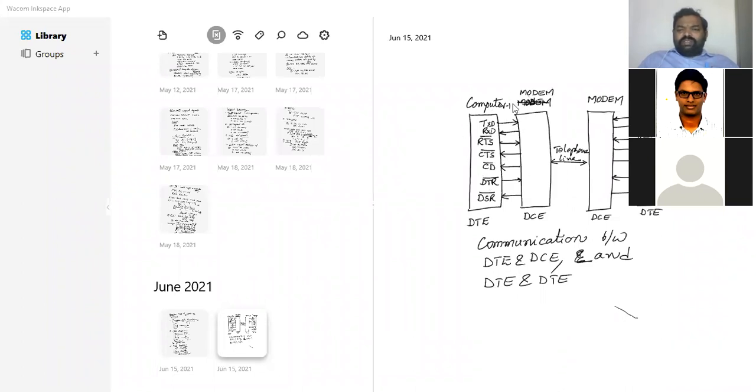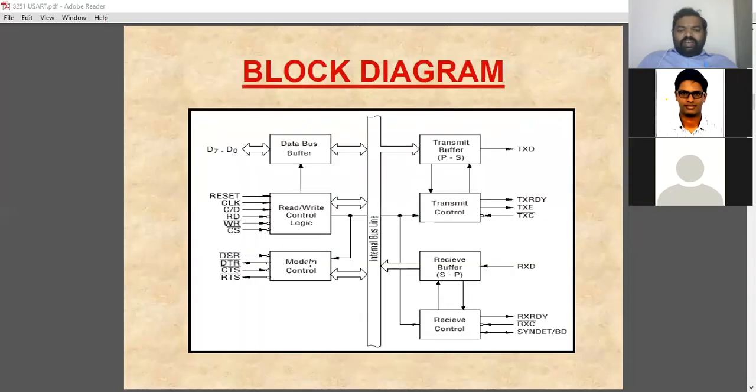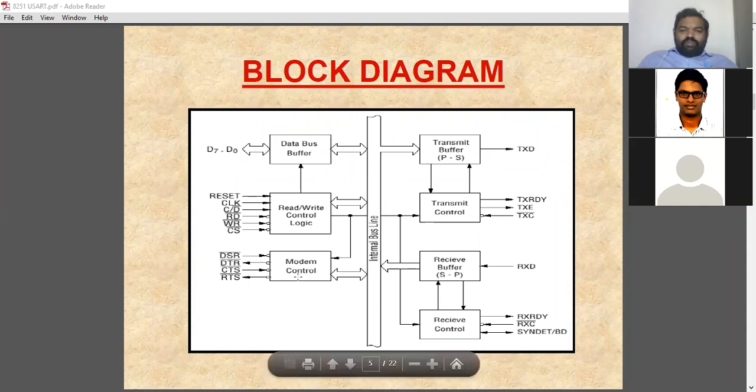Whenever 8251 is used, 8251 will send these control signals to the modem. That is why we call them modem control signals in our block diagram. Modem control. In this block diagram, what is the name of this block? Modem control. This is not the modem. It is the modem control unit. So this will be connected to the modem. The modem will be there here, on the left side.